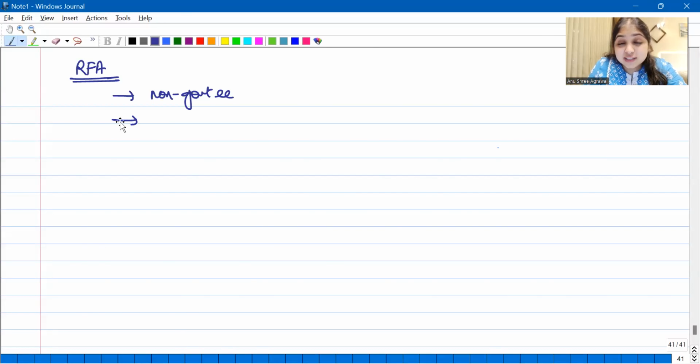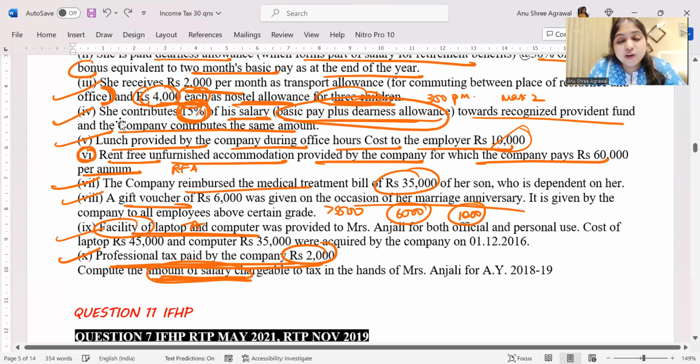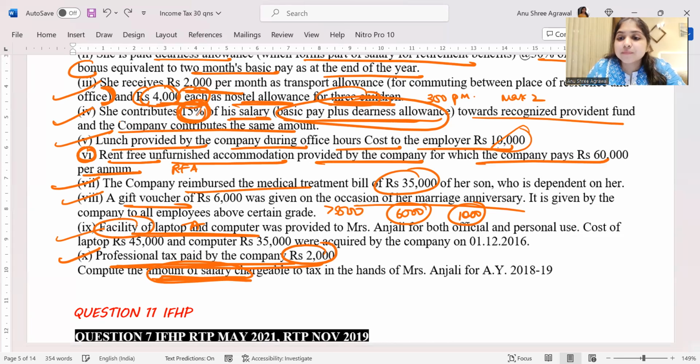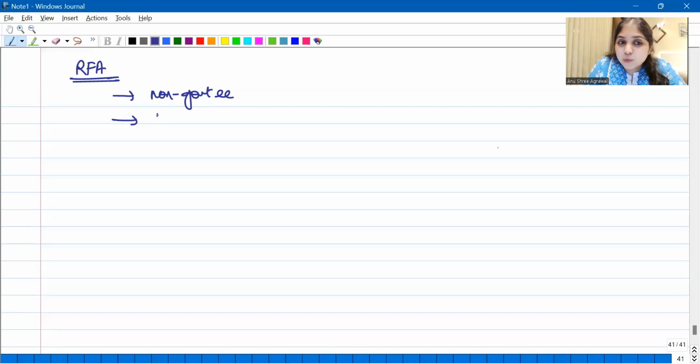Then what will you check after this? Is the house owned by the employer, or is the house taken on lease by the employer? Here the question says the company pays 60,000 per month. So the company is paying rent, guys. So is it owned by the employer? No, the employer has taken it on lease.